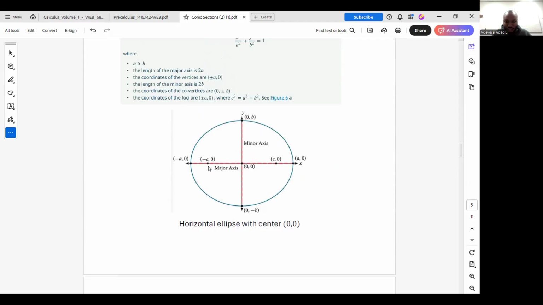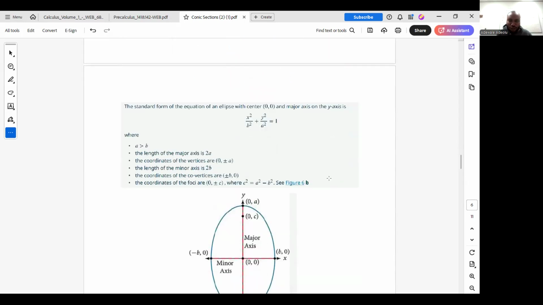Just like here, this is the major axis. So we have the vertices there. Remember, A represents the vertices. And then we also have the foci on the major axis. Okay, we can move on. So let us move on to an example.